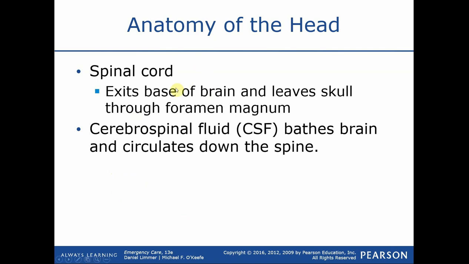When looking at the spinal cord and brain, both are surrounded by what's called cerebral spinal fluid, CSF. And what that does is it essentially keeps everything cushioned and suspends those things so that they're not rubbing up and creating friction against either the inside of the skull or against the spinal column.